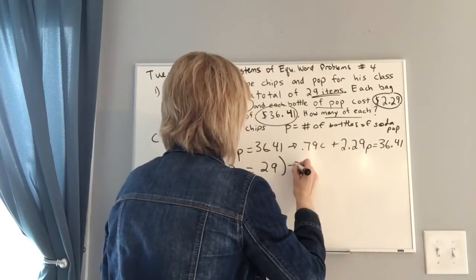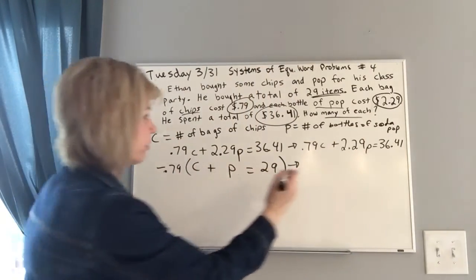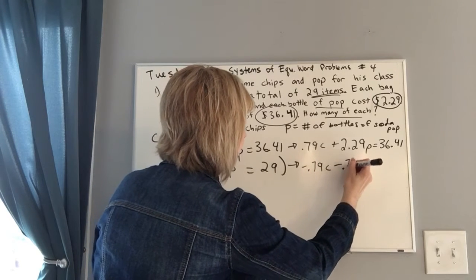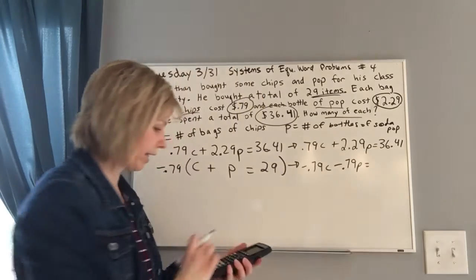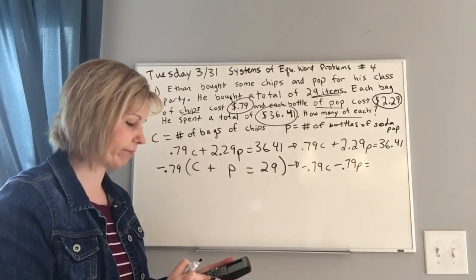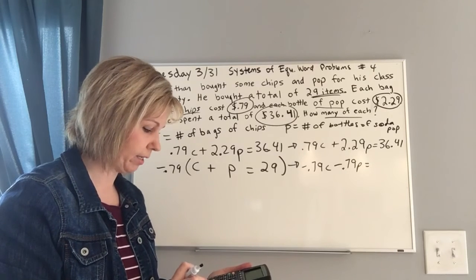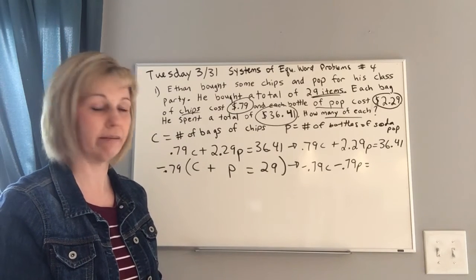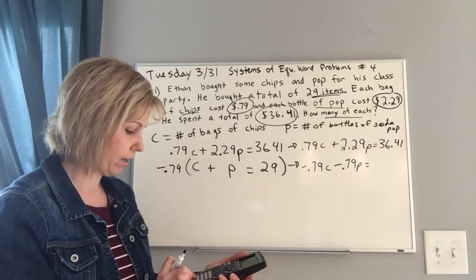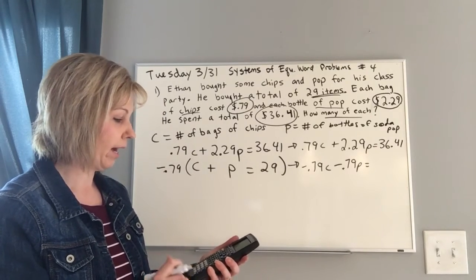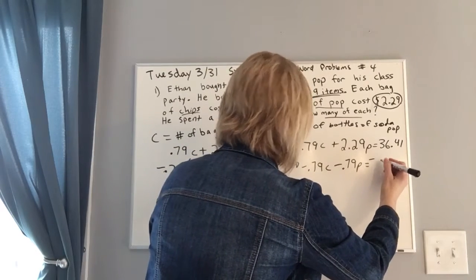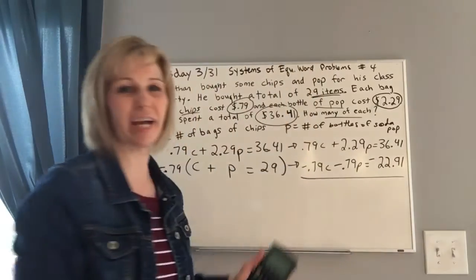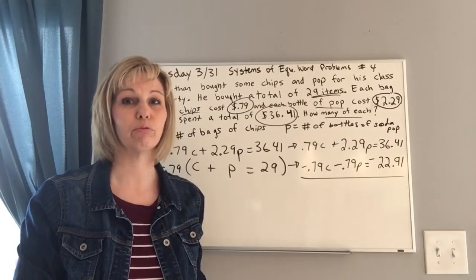Okay, so the second equation is really a 1 and a 1, so that's easy to figure out. We got negative 0.79C minus 0.79P. This is where I'd take in my calculator. I'm going to take 29 times 0.79. I don't put the negative in my calculator because I know a positive times a negative is a negative answer. So negative 22.91. Definitely check your math on a calculator. I could see where you could make a mistake really quickly on this.